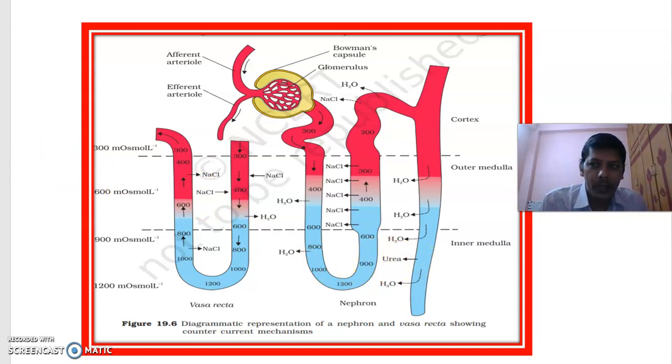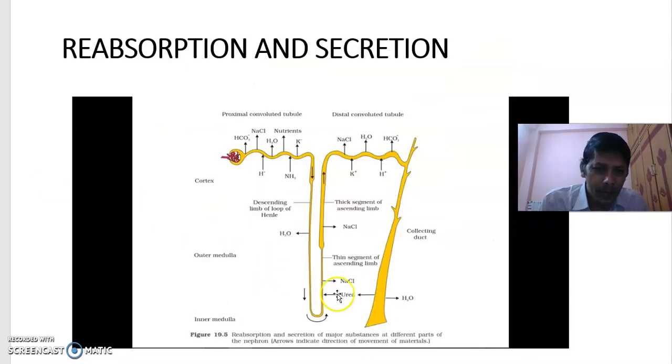Collecting duct to thin segment, I showed you in the previous parts also, in yesterday's part. Observe here. Urea is coming out from the collecting duct. It goes to the thin segment, then to the thick segment, then to the DCT, then it comes to the collecting duct. This is called urea recycle. Very important one, urea recycle. Here urea is reabsorbed from this segment and secreted into this segment. In that way urea also plays an important role.